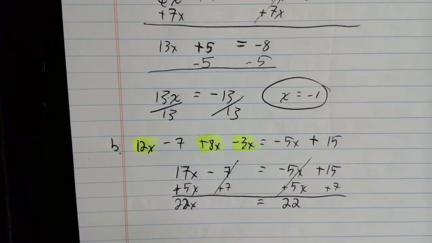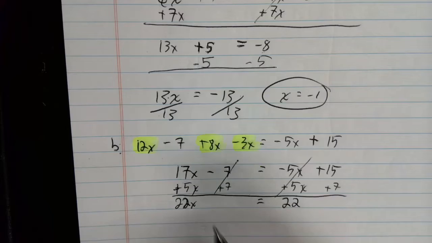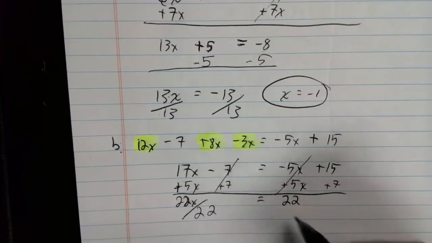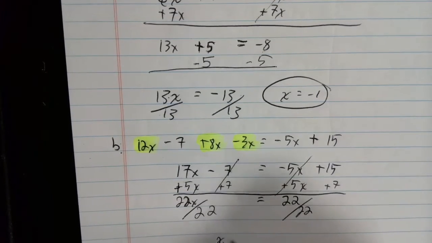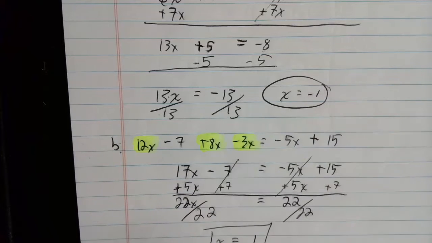A lot of students try to go too quickly and they lose their equal sign. Yeah, don't lose it. And this one becomes very simple. Once we get here, we'll divide by 22 on both sides, and we'll get that x has a value of 1. Okay?